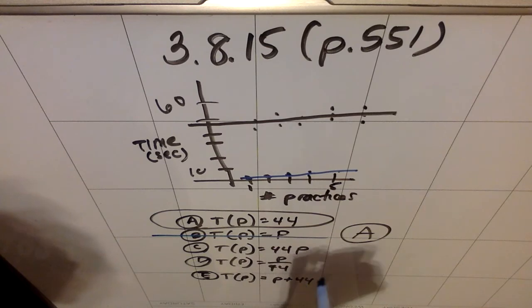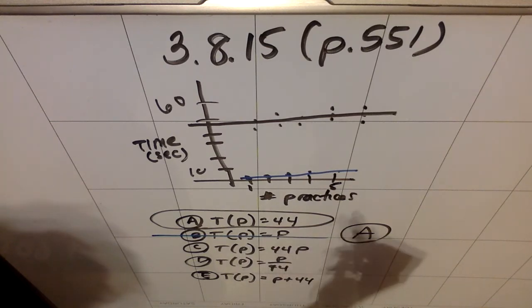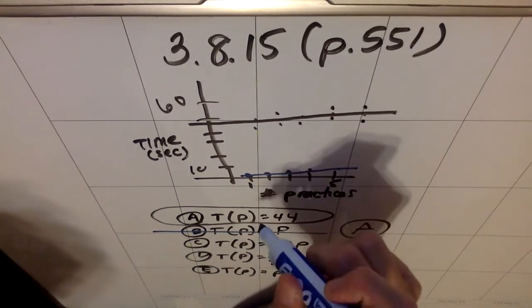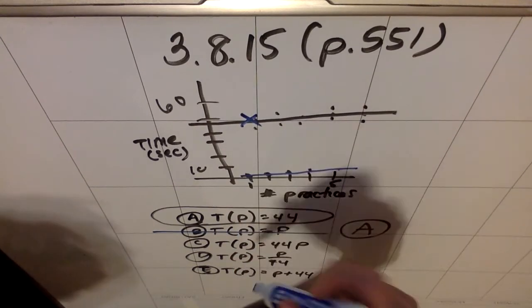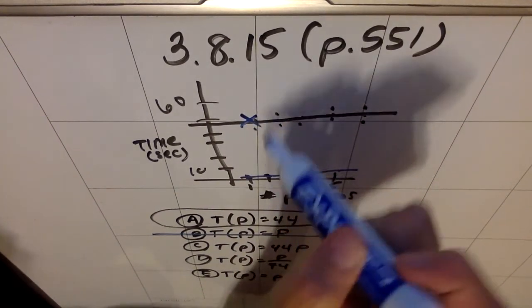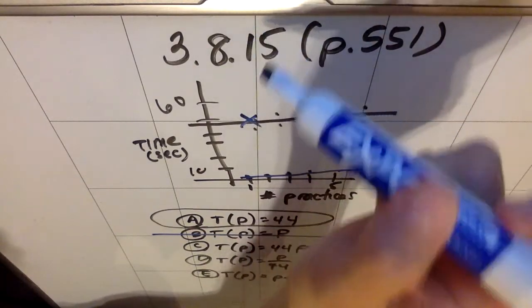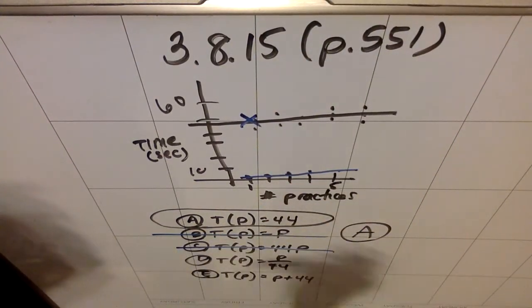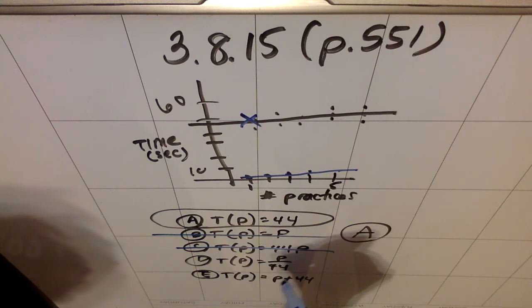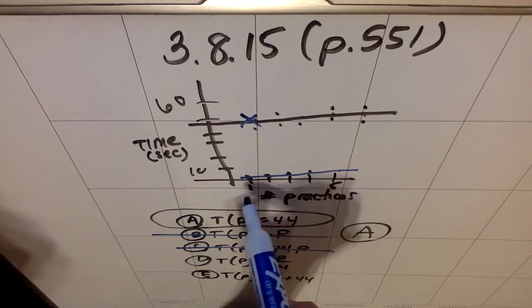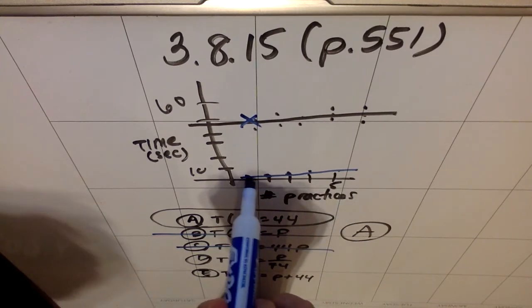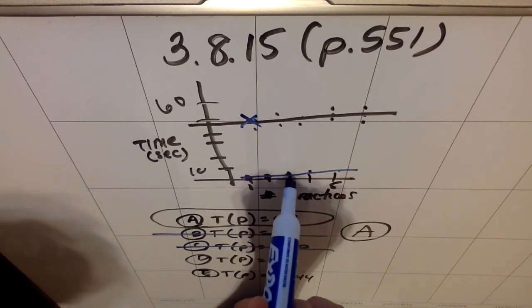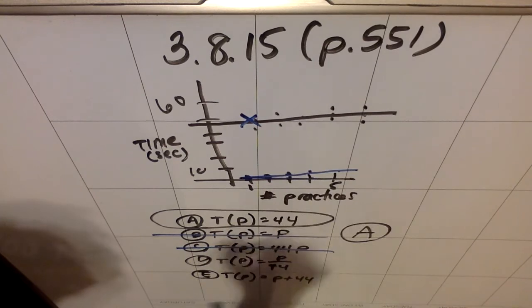t equals 44 times the number of practices. Well, the problem with that is that if you plug in 1, it's about right. If you plug in 1, you get a 44, fine. But if you plug in a 2, you should get an 88, which is so high it's off the chart, so that can't possibly be right. p divided by 44, well, that would mean that when the hamster practiced once, you'd be looking at a 1 over 44, which is basically close to 0, and then a 2 over 44, and a 3 over 44, and a 4 over 44, and that's not right.